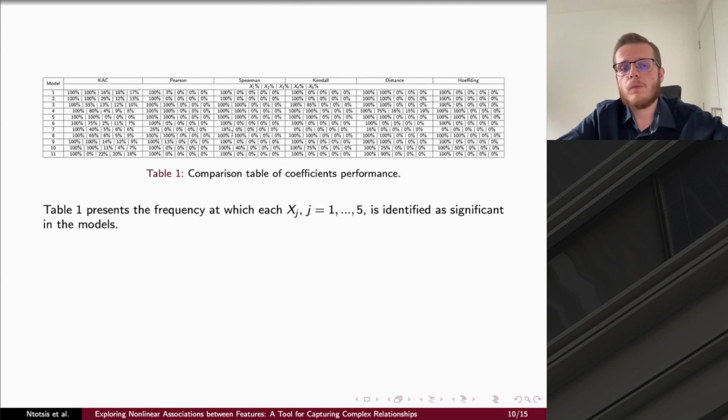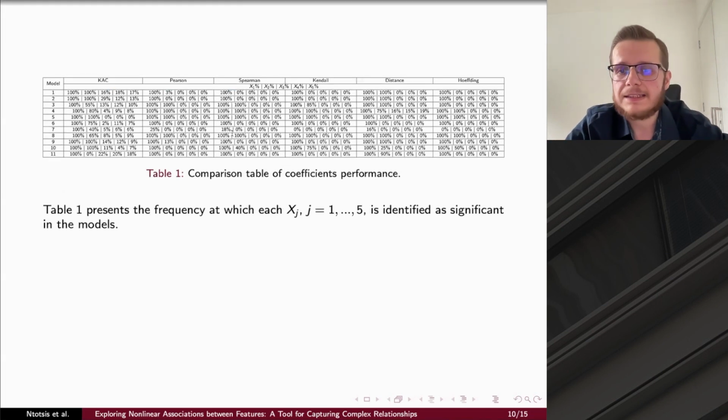Here in this table, in table 1, we have the frequency at which Xj is identified as significant in the model. We classified a feature as significant when it has a value of at least 0.5. I know that this table is a little hard to see and understand, so I will just make 2 short comments and we will move on.